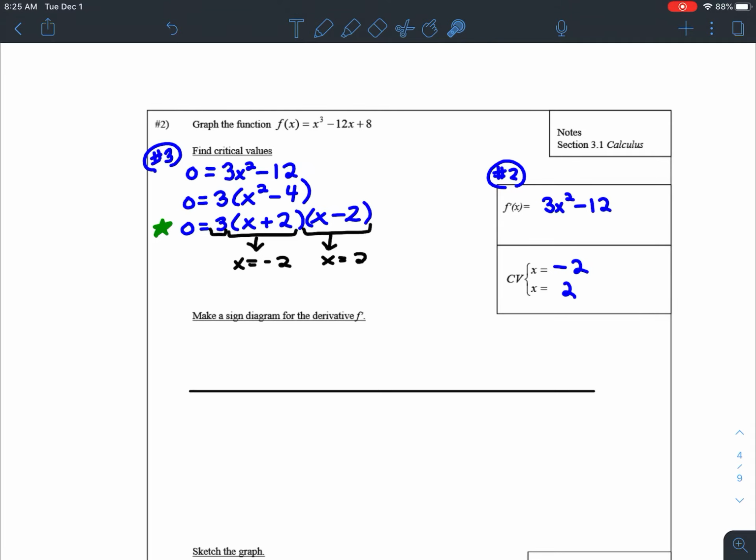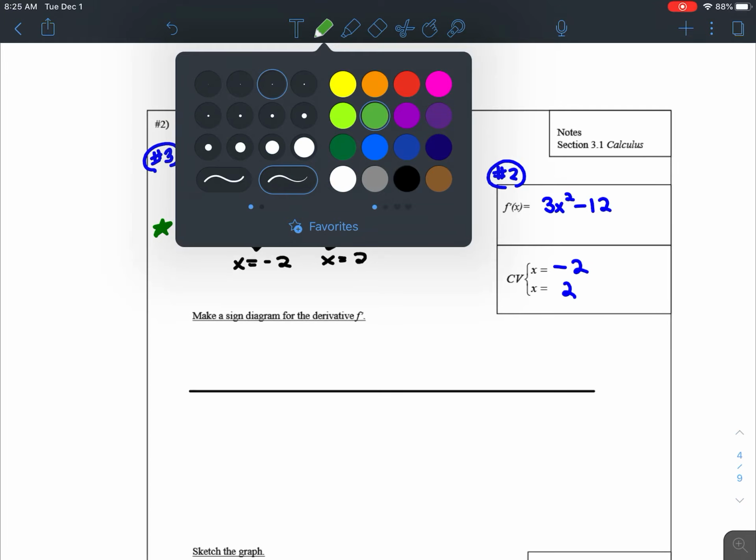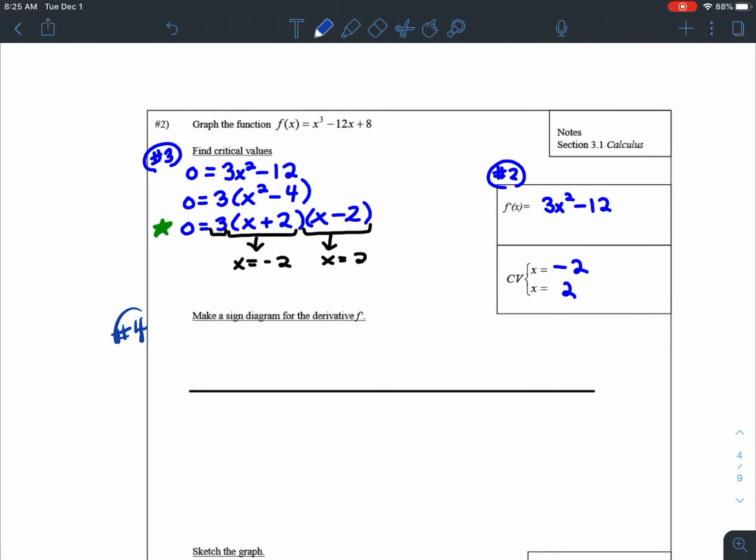Okay, and that brings us to the sign diagram. The sign diagram is step number 4. And what you do on the sign diagram is you take the two critical values, you picture a horizontal line that you're going to draw as a number line. You want to start with the smallest critical value, put a dotted vertical line, and underneath the vertical line say that when you substitute that critical value into the derivative, you get a 0. Then we're also going to put another dotted line for our other critical value and say the same thing.